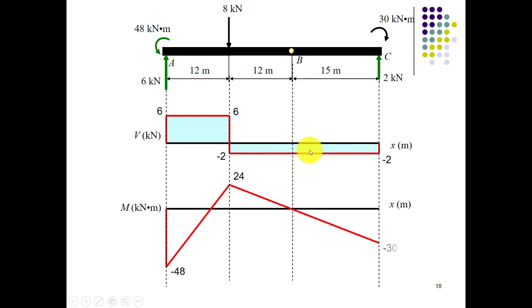Then you have a moment acting upon it. It's a clockwise moment, applied on a counterclockwise reaction, so it would be taken as 0. So you can see that at point B, the value of the moment is 0.